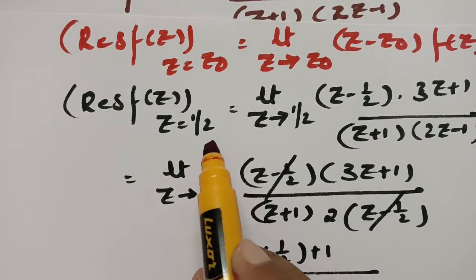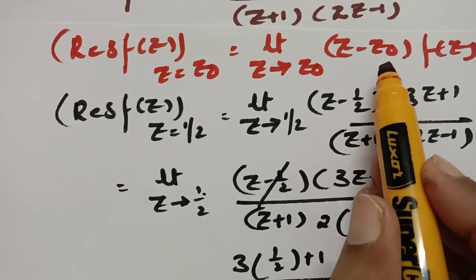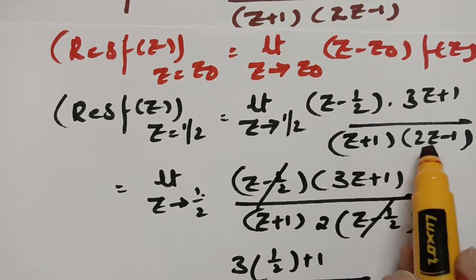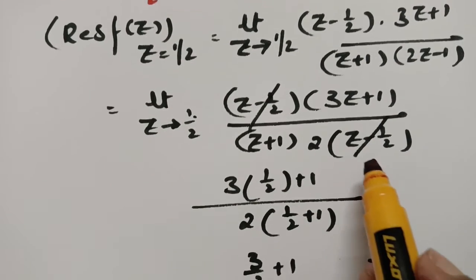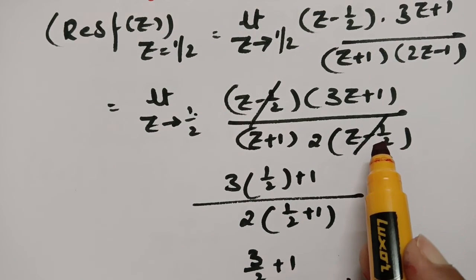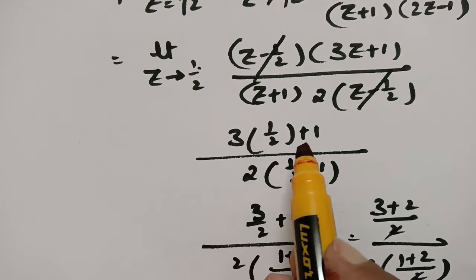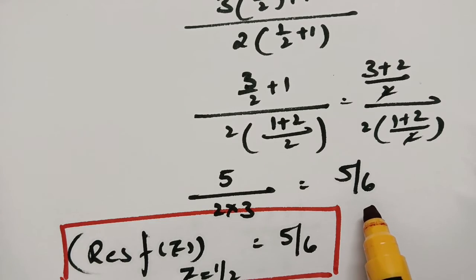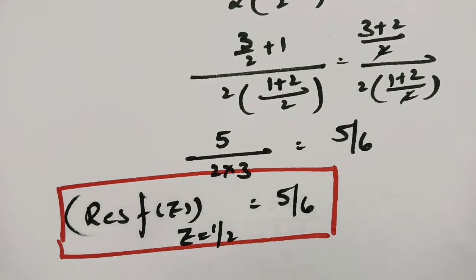and the next value here is z is equal to plus half. So after substituting z is equal to plus half in the place of z naught as plus half, and the function value is here. And how to cancel this one? After taking 2 as common, this will be z minus half, and after cancelling numerator and denominator and substituting z value as plus half, we got the residue value as 5 by 6. This is how we have to solve.